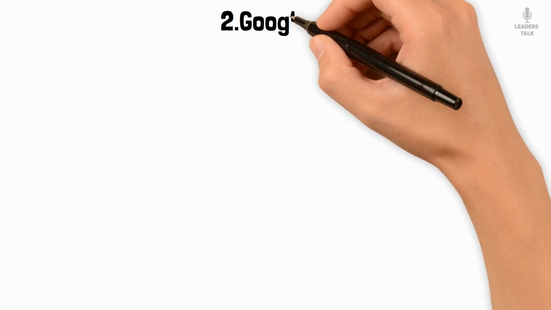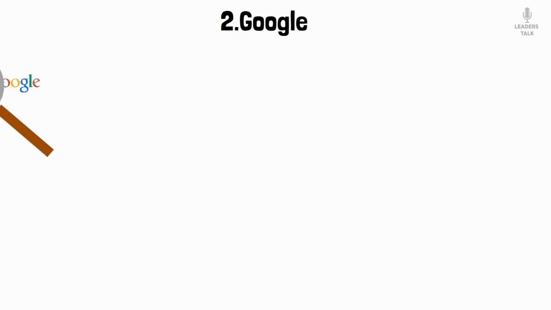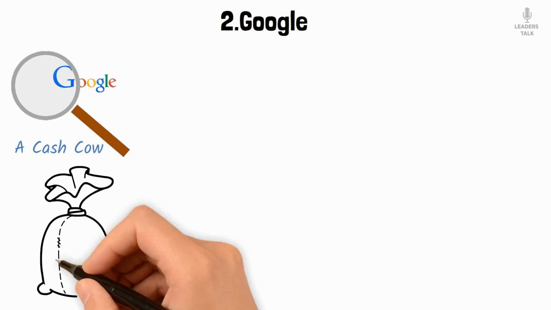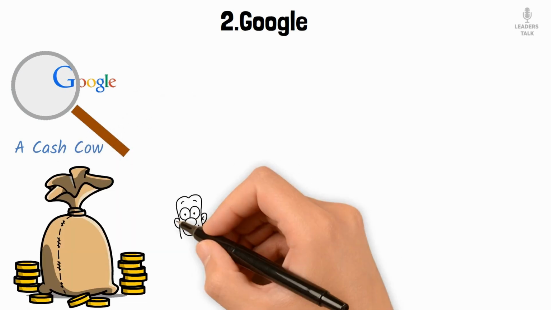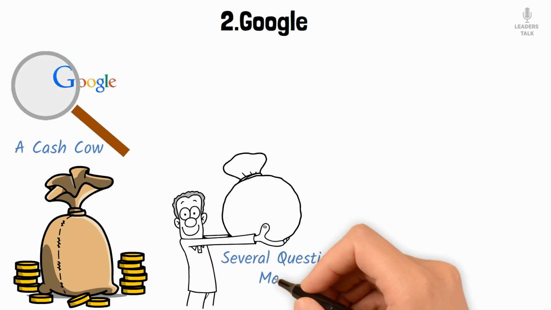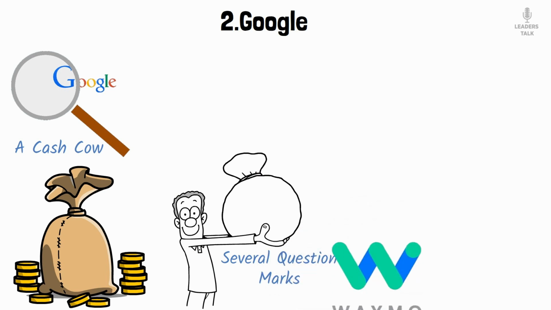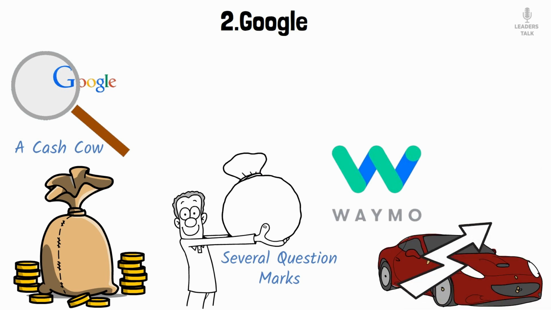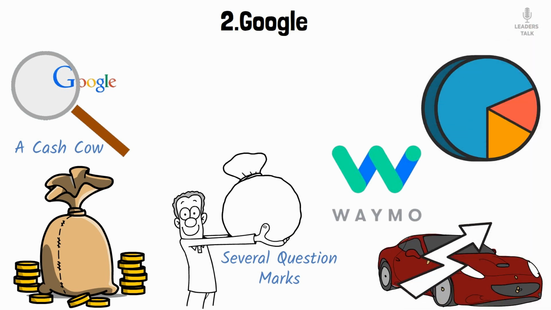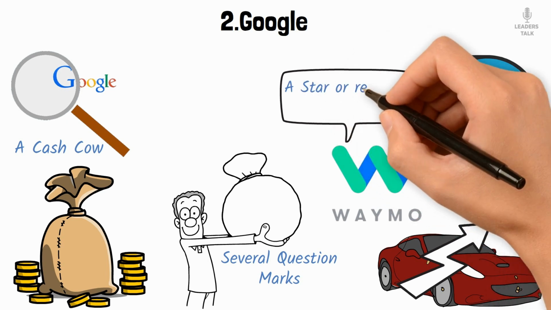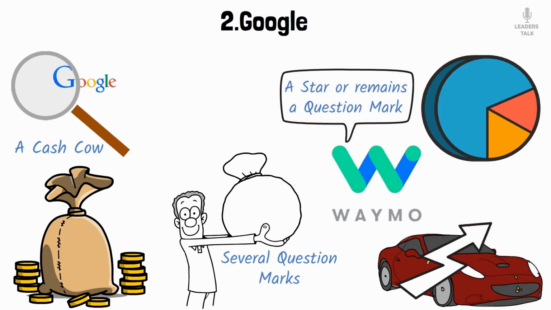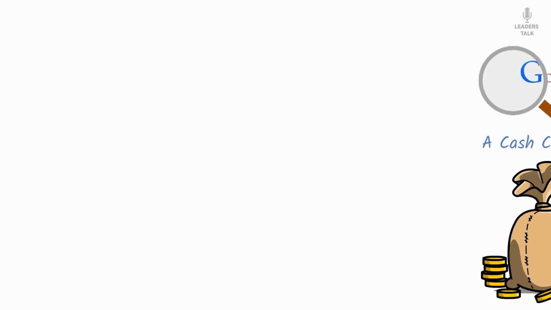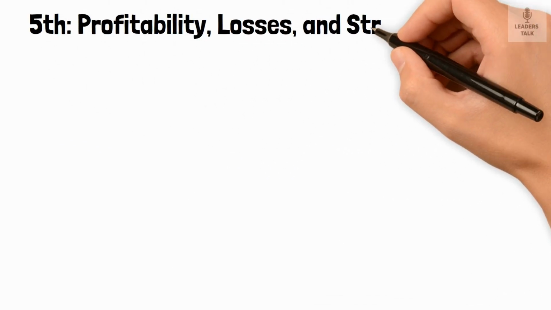2. Google, Alphabet Inc. Google's core business, search advertising, is a cash cow, generating the majority of the company's revenue in a mature market. However, Google has invested in several question marks like its self-driving car project, Waymo. The autonomous vehicle market is expected to grow rapidly, but Google currently has a small share compared to competitors. Whether Waymo becomes a star or remains a question mark will depend on Google's ability to scale the technology and capture market share.